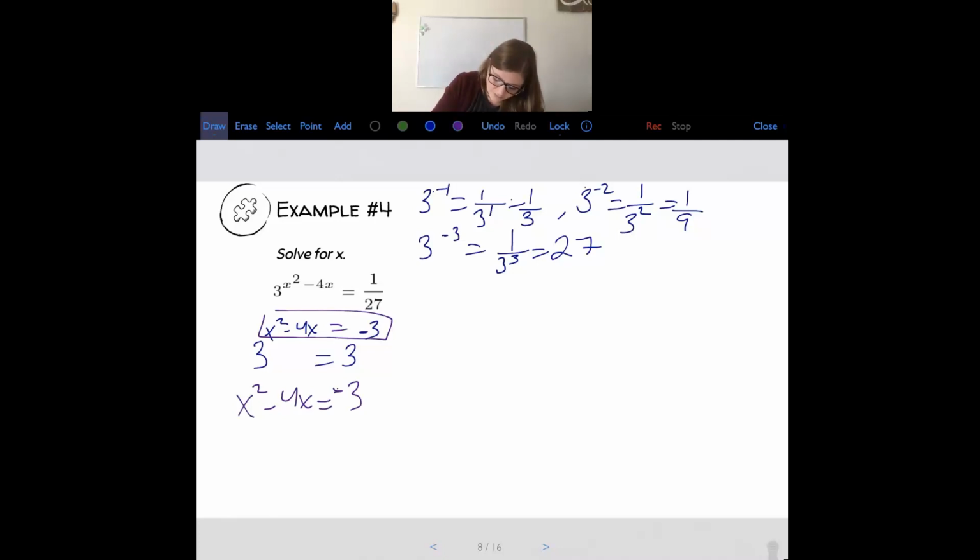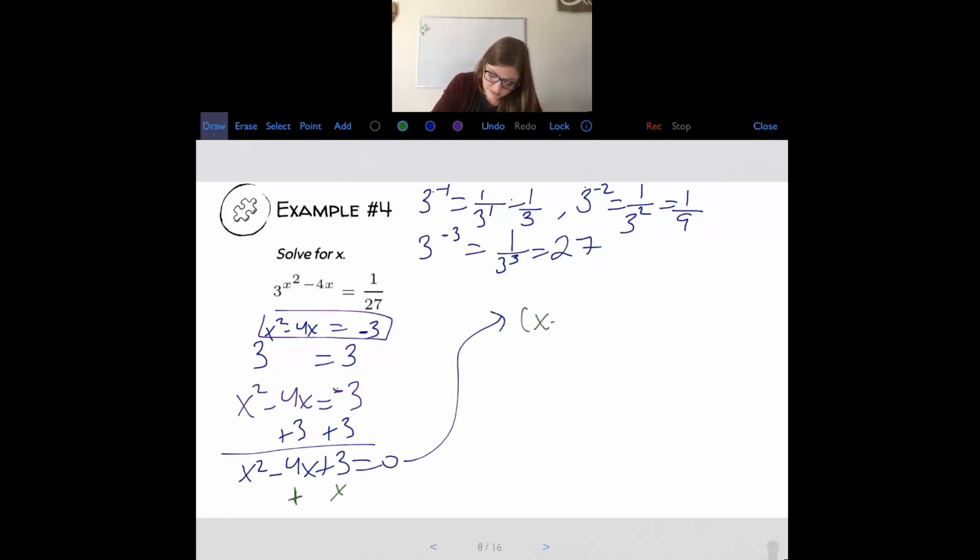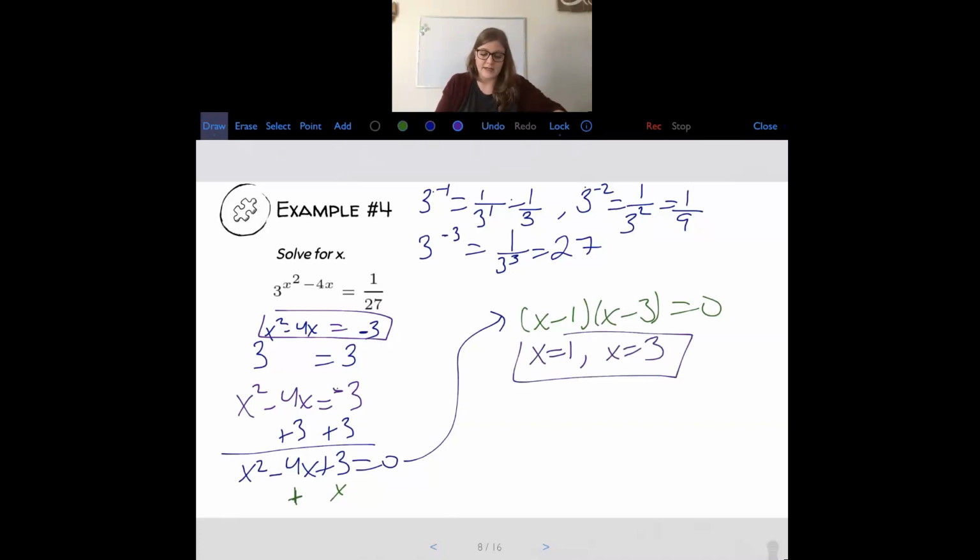Okay. So we add 3 to both sides. We get x squared minus 4x plus 3 equals 0. This can factor. We can find two numbers that multiply to 3 and add to negative 4. So we have x minus 1 times x minus 3 is equal to 0. So we would get x is equal to 1 and x is equal to 3. So both of these would work in this case.